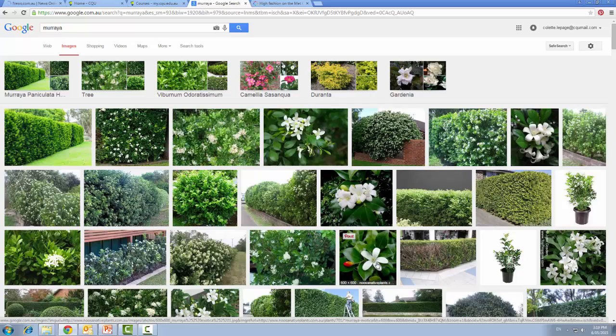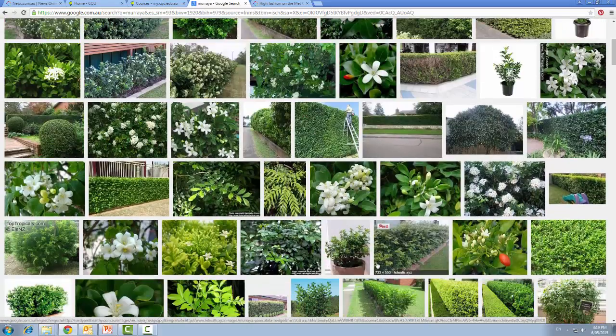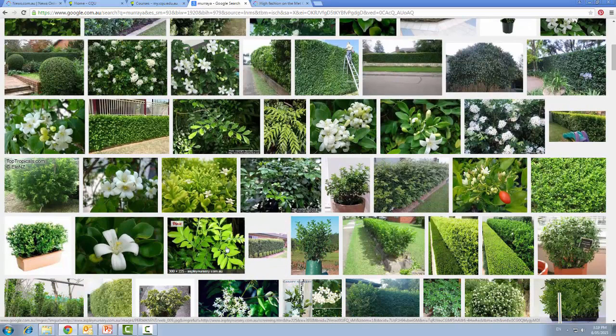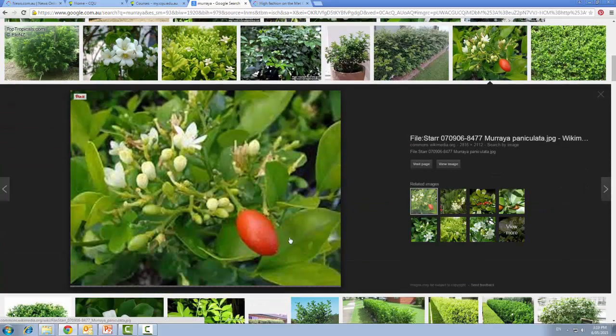So the leaves, let's see whether there's any close-up of the leaves. No, let's see. Look at the fruits and compare those fruits with the one we have already. So the fruit we have looks like that, the immature one, and then once it matures, it looks red like that, like coffee berry. Right.